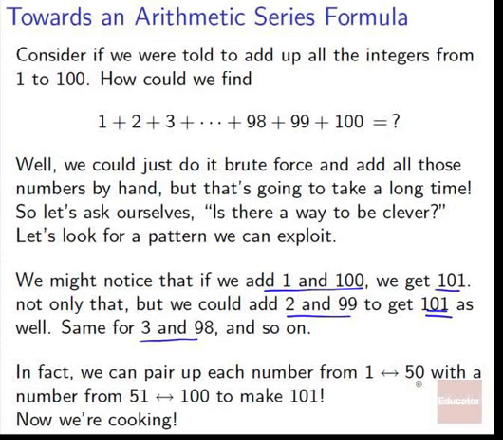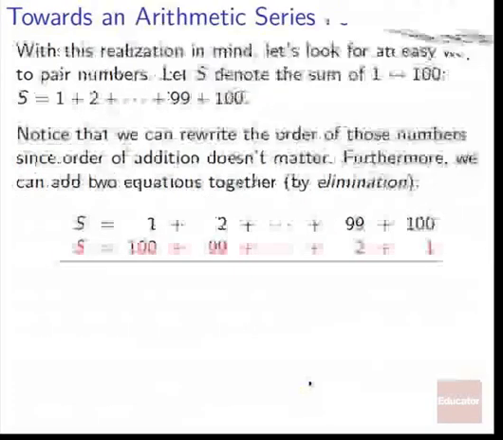So what we can do is pair up each number from 1 to 50 with a number from 51 to 100, and we will always be able to make 101 out of it, right? We start at the two extremes, 1 and 100, and we work in: 2 and 99, 3 and 98, 4 and 97, until we finally make our way to 50 and 51. So we were able to figure out this pattern. There's something going on. Now we're cooking. Now we have something that we can turn into a formula that'll make this really easy.